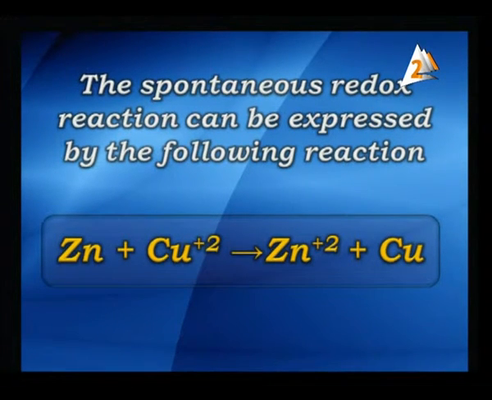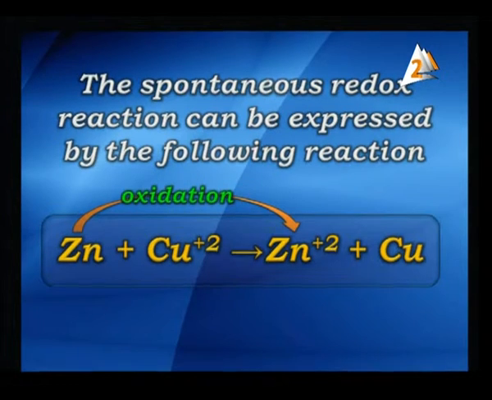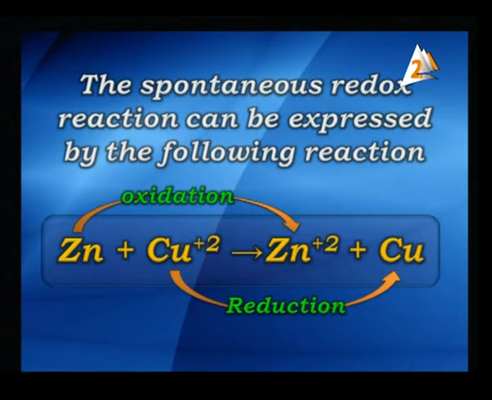What will happen in this reaction? This reaction is spontaneous, meaning you have oxidation. Zn will lose 2 electrons, which means oxidation. At the same time, Cu2+ will become Cu only. Reduction. Oxidation and reduction mean you have a spontaneous redox reaction that does not stop.